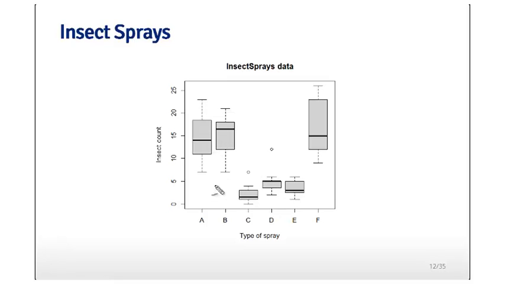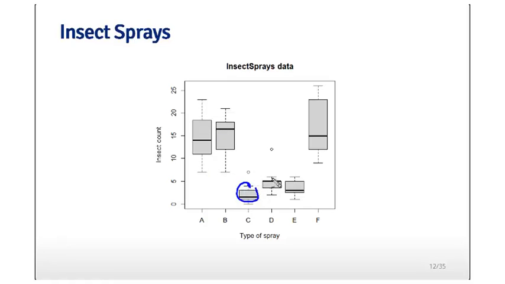Then they want to see which one of these insect sprays, if the mean count differs for each of the groups. Now there's clearly some problems here. These are counts, so we shouldn't be fitting them in a linear model, but we're going to do it anyway. And there's clearly a variance issue, right?